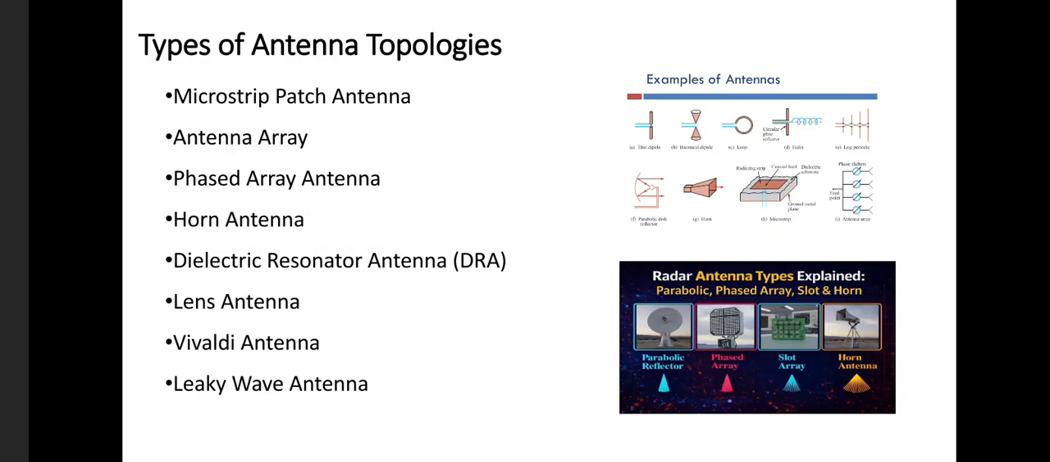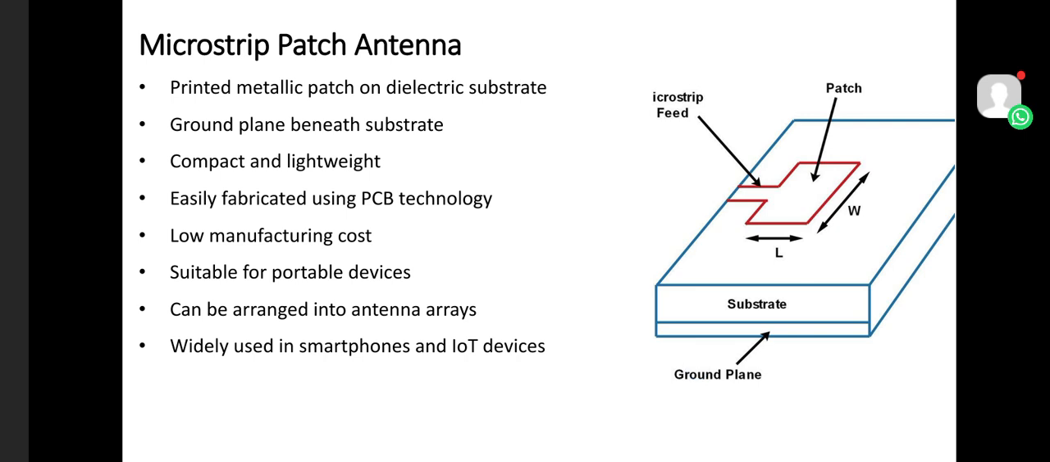Types of antenna topologies: we can use microstrip patch antennas, antenna arrays, phased arrays, horn antennas, dielectric resonator antennas, lens, Vivaldi, and leaky wave antennas. Mainly, we will be using microstrip patch antennas for these applications because of their low weight, low profile, and low space occupancy in system on chip.